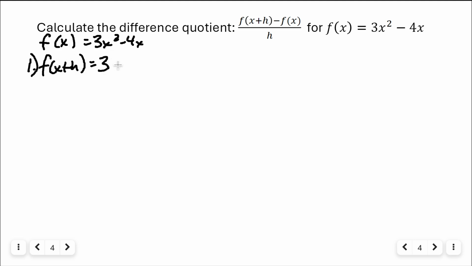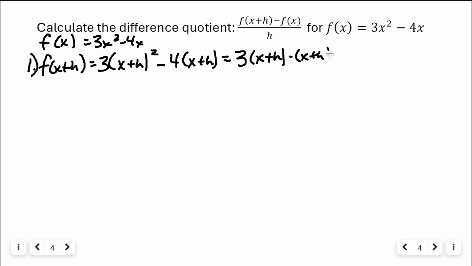Wherever I see an x, I'm going to put an x plus h in parentheses. There's an x. I'm going to put an x plus h. Minus 4. There's another x, so I put another x plus h. Now I'm going to start foiling. I'm going to start multiplying this out. So that's 3 times x plus h times x plus h. And then I could distribute this 4 to each one of those.